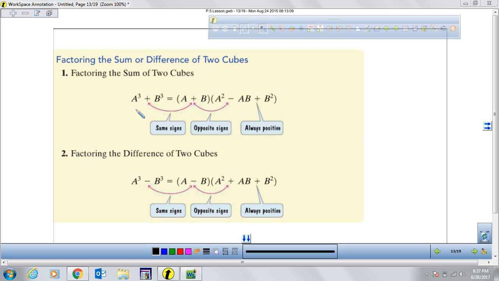Now, keep in mind that the only thing we gotta find out is what is a, what is b. In this case, how do we find a and b? Basically, by finding something that when cubed gives me the first term, and something that when cubed gives me the second term. That's how we find a and b. Okay. Let's get into this question right here.